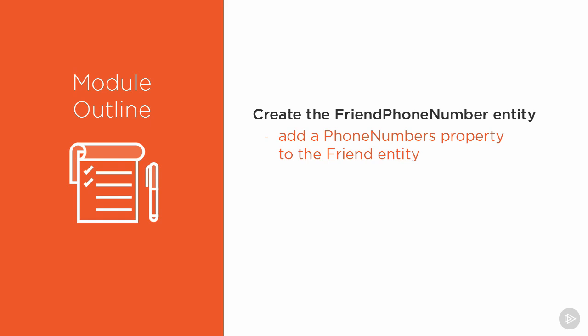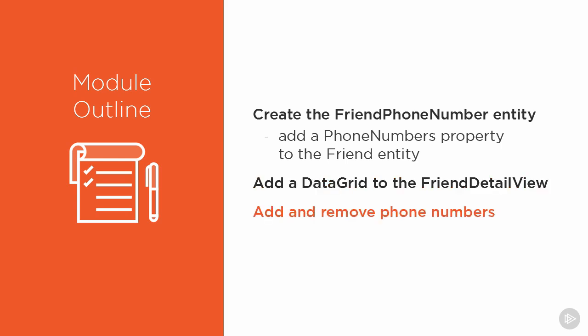Now after we have created the entity, we will add a data grid to the friend detail view, and we will also extend the friend detail view model so that it can provide the friend phone numbers to that data grid. When we are done with this step, we can display existing phone numbers in the user interface. The next step is to implement the logic so that the user can add and remove phone numbers in the UI by using commands from the friend detail view model. Now let's start with the friend phone number entity.